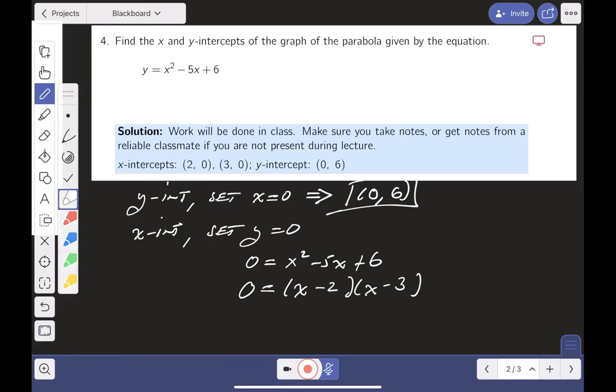Let's see if it works. You get x squared. Minus 3 minus 2 is minus 5. And you get plus 6. So what are my x-intercepts? 2, 0. And what's the other one going to be? 3, 0.